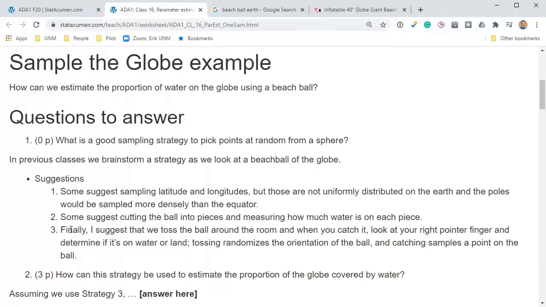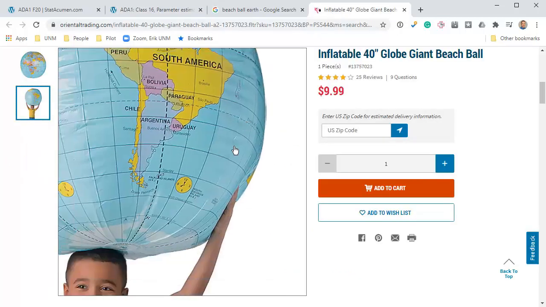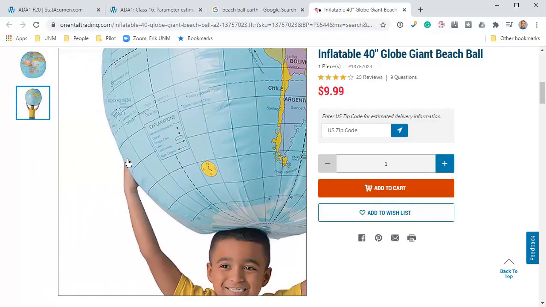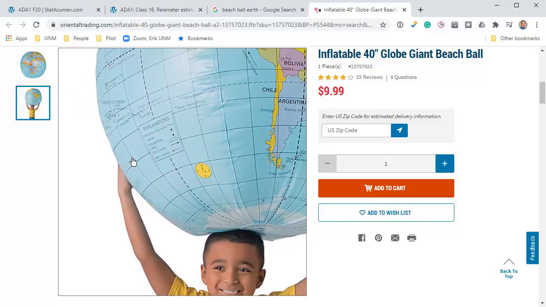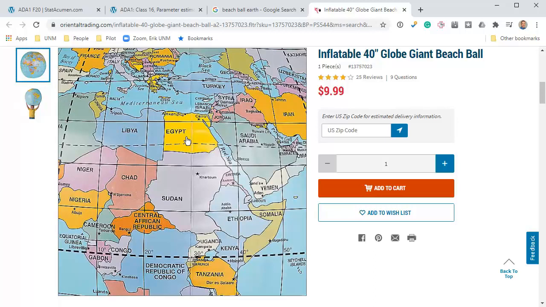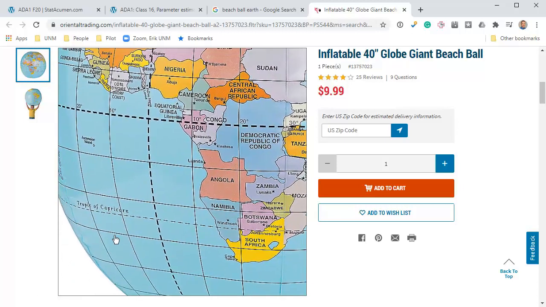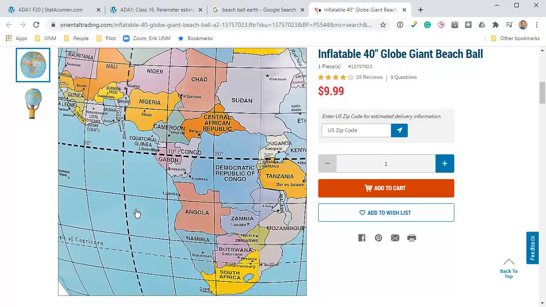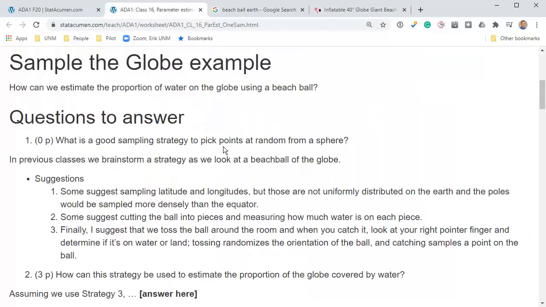What I end up doing is I just toss the ball to someone and say, where is your right pointer finger pointing to? So you toss the ball and you catch it and you locate your right pointer finger over here somewhere and you say, okay, that's in water. Then you toss it to someone else and the ball rotates around and their pointer finger lands on Egypt, and they say land. Then they toss the ball to someone else, it flies around and the right pointer finger lands over here and it's in water. They say water. By tossing and catching the ball and identifying where your right pointer finger has landed, you can take a random sample of the surface of a sphere. And that's actually a pretty good way of sampling from a ball like this.